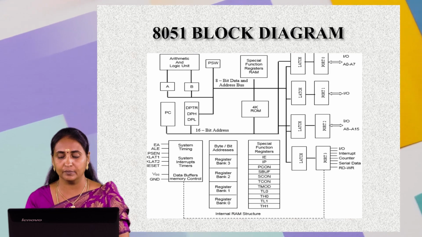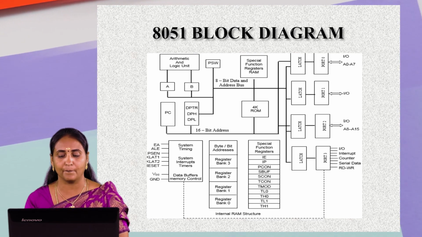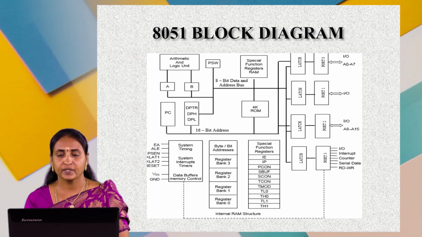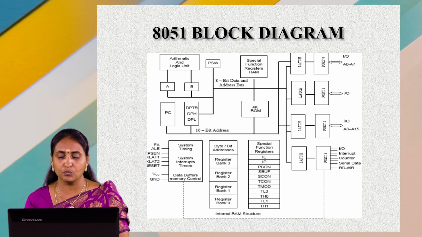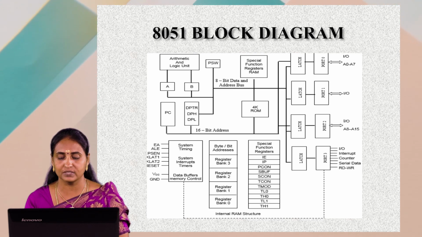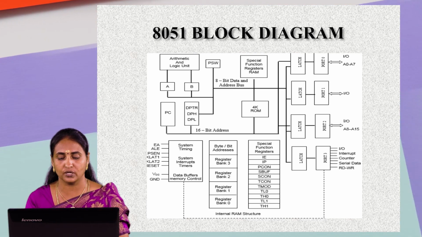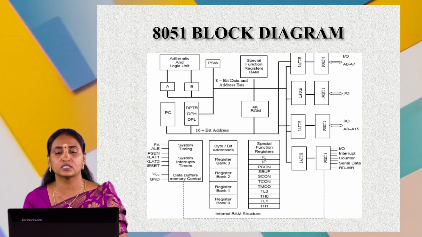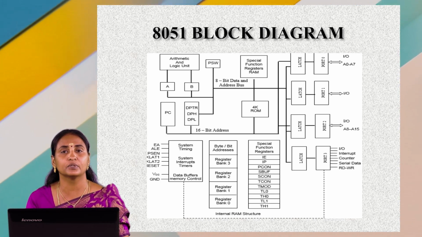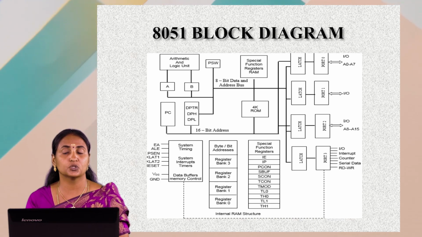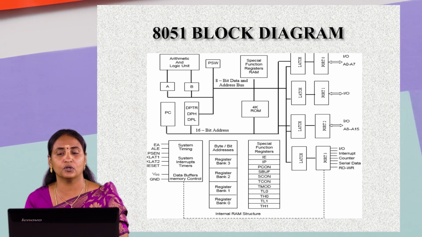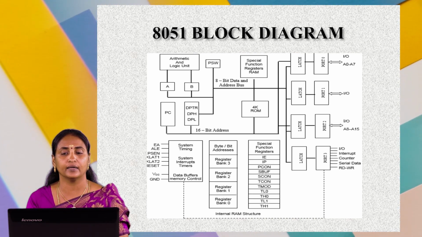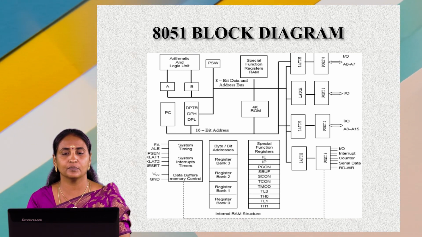TMOD, timer mode. TMOD is used to set the operating modes of timer 0 and timer 1. And TL0, TH0, these two registers are used in operating timer 0. TL1, TH1, these two registers are used to operate timer 1. TL represents timer low, TH represents timer high. This is the block diagram information.